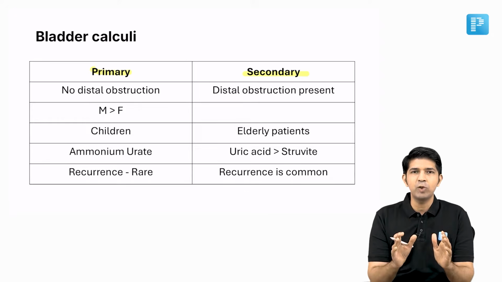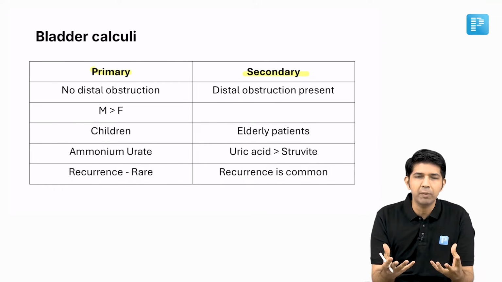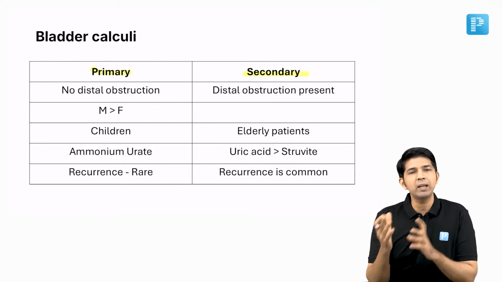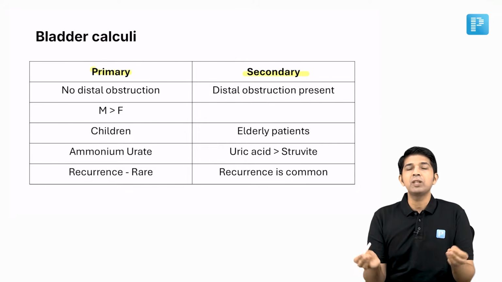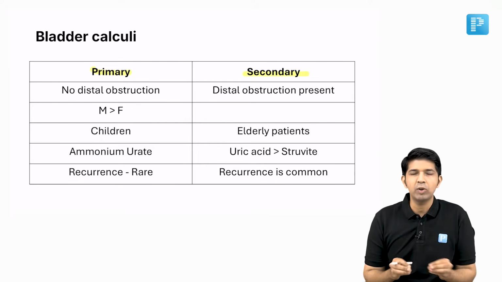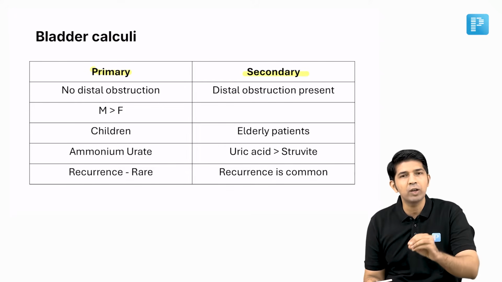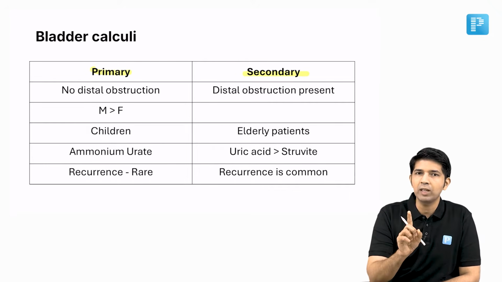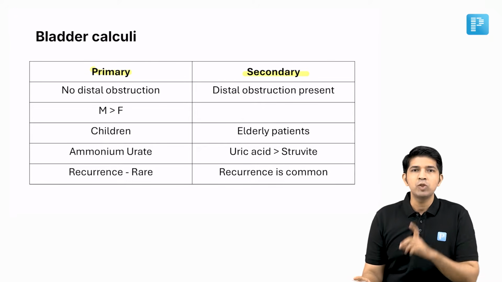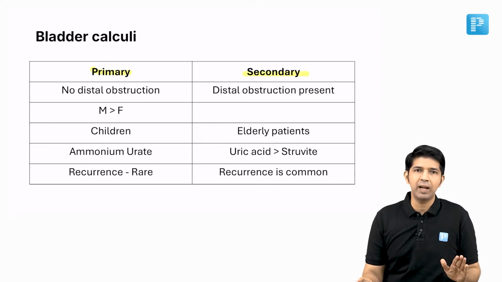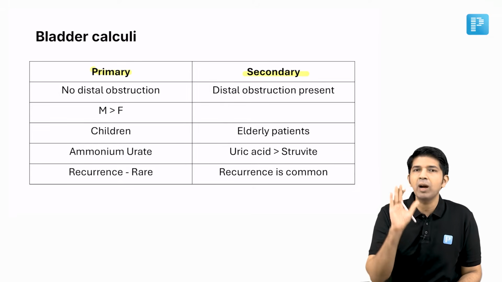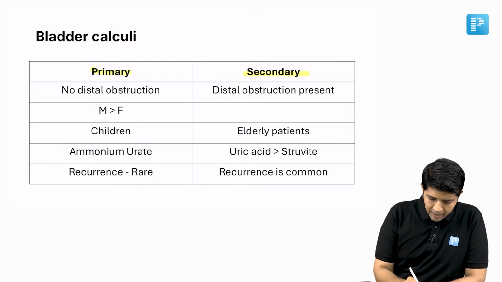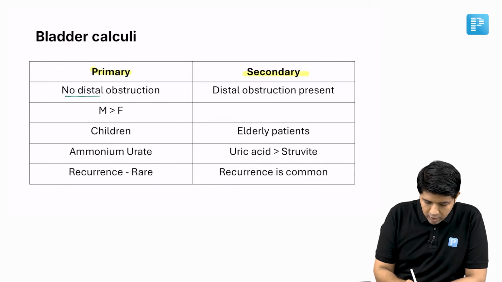Primary means in a sterile urine, because of no other issues, if a stone develops, that's called a primary urinary bladder stone. Secondary bladder calculi are those where, because of certain problems of the urinary bladder, either secondary to infection or secondary to an obstruction which causes stasis of the urine, a stone forms. So primary means there is no underlying disease of the bladder. Secondary means there is some underlying disease of the urinary bladder which has led to the formation of a stone. So a quick recap. In primary, there is no issue, so there will be no distal obstruction.